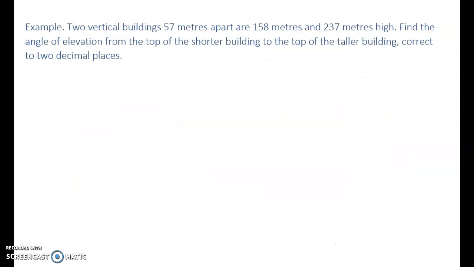Okay, here's an interesting one. We've got two vertical buildings. There's a 57-meter gap between them.